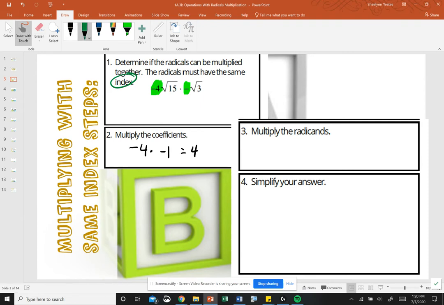And then we can multiply the radicands. So we would do 15 times 3, the radicands are the numbers underneath the radicals, and we get 45. So then our answer is going to be 4, and then underneath the square root is going to be 45.